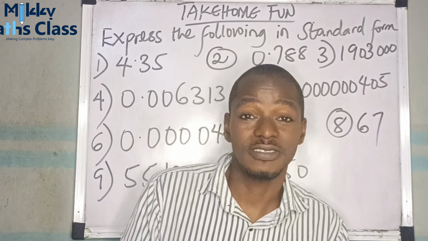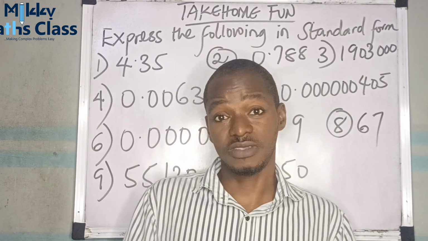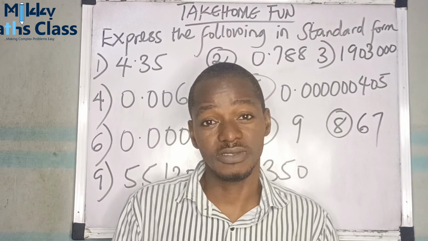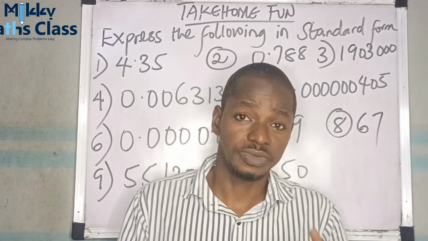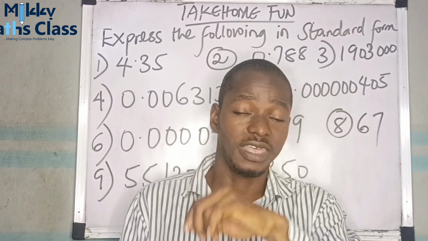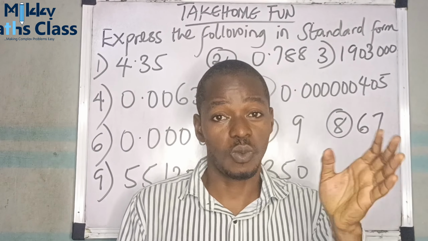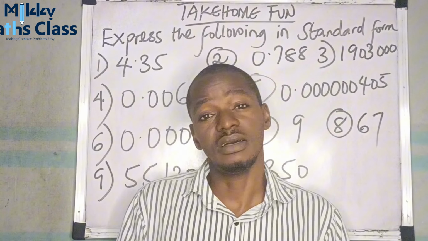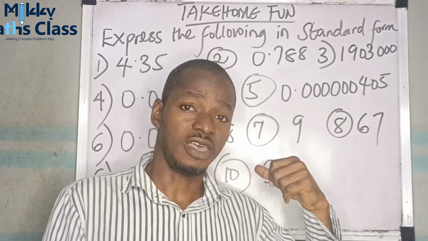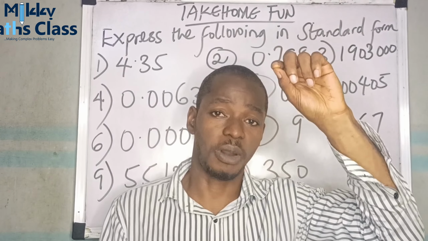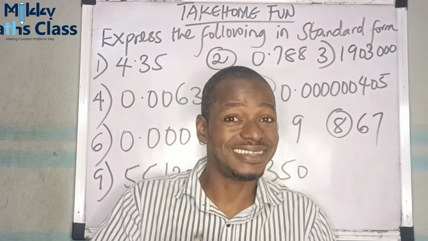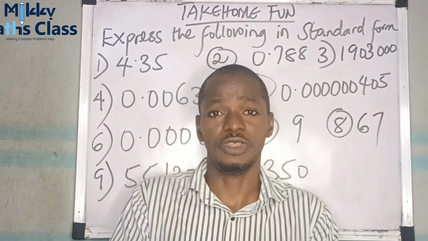I hope you have enjoyed today's class. We looked at expressing numbers in standard form, and we said that a number in standard form is written in the form a times 10 to the power of n, where a lies between 1 and 10. And when we are moving to the left, we multiply by the positive power of the number of times we moved. When we are moving to the right, we multiply by the negative power of the number of times we moved.